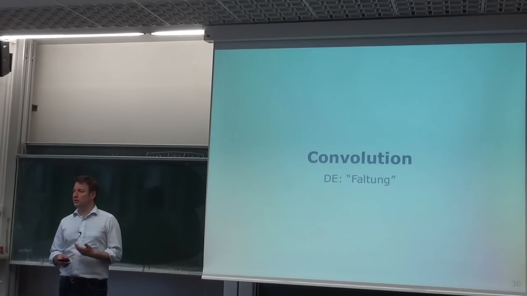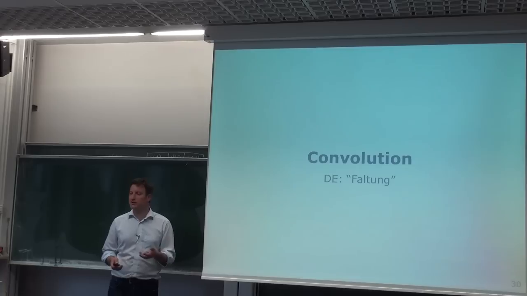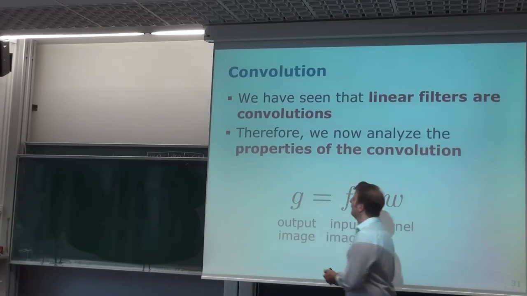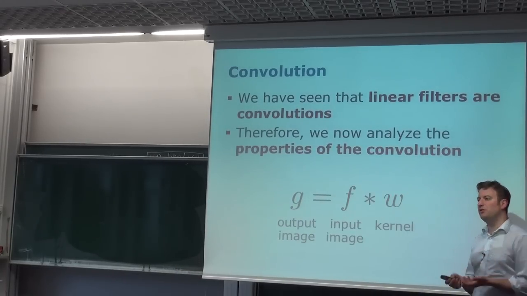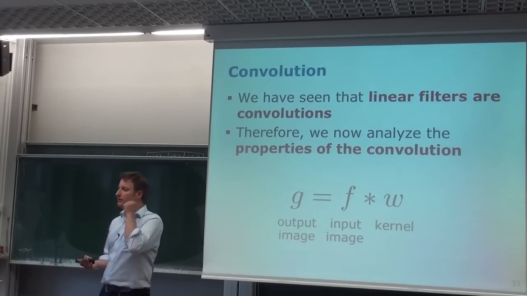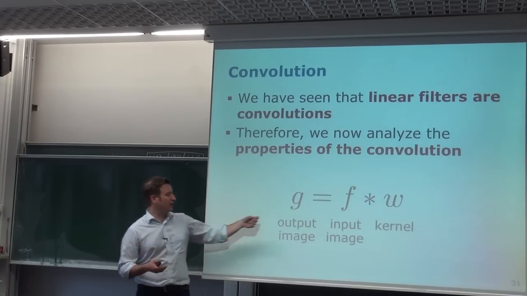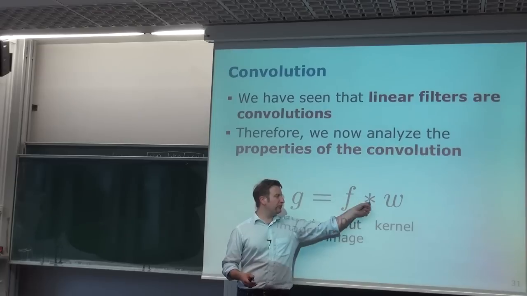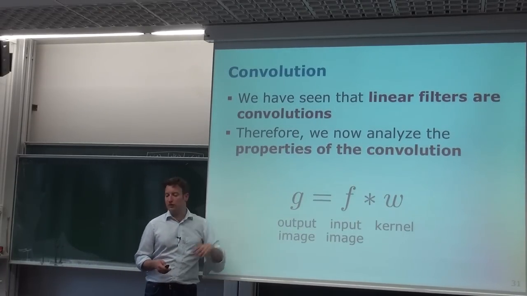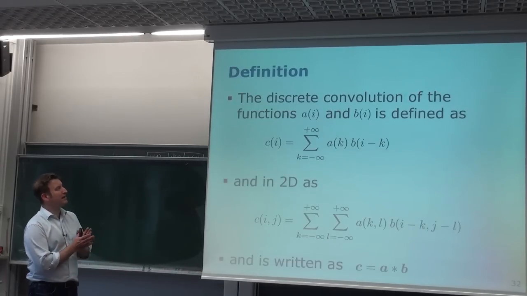We want to look into the mathematical concept of convolution, or in German Faltung, in order to better understand the properties of the smoothing operations that we actually perform. What we have shown is that we can express the box filter as well as the Gaussian filter as the execution of a convolution to our function. So we have our output image, which is given by the input function convolved with our kernel function. The idea is now to look into the properties of the convolution to understand a little better what's going on.